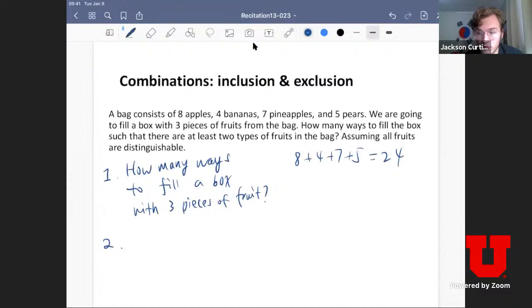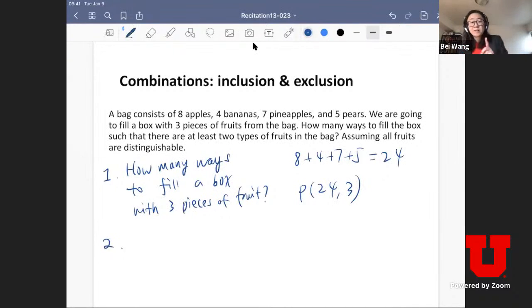So 24, or I guess... Okay. So even if I say the fruits are distinguishable, that doesn't mean I need to permute them in the bag. So never mind. It's choosing among 24 pieces. So there's 24 different pieces of fruit. I'm going to choose 3 of them to put in a bag.